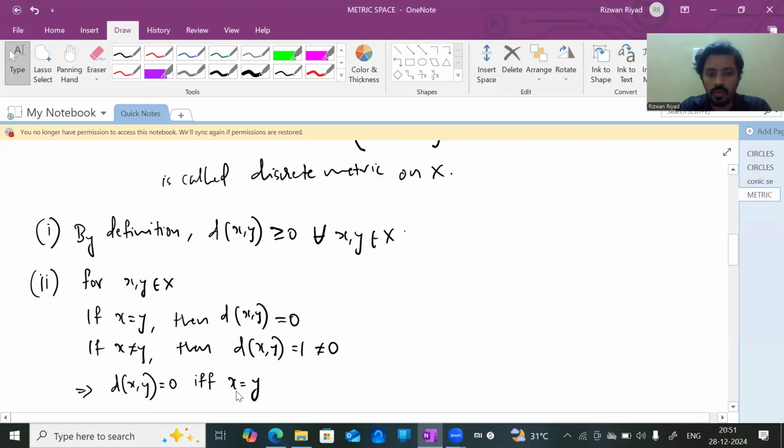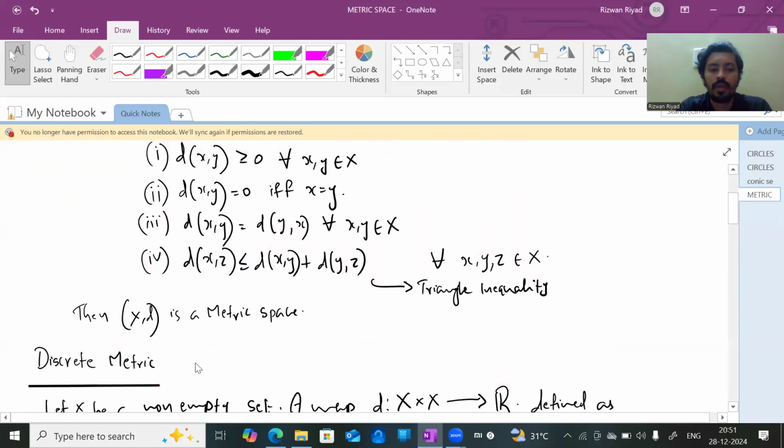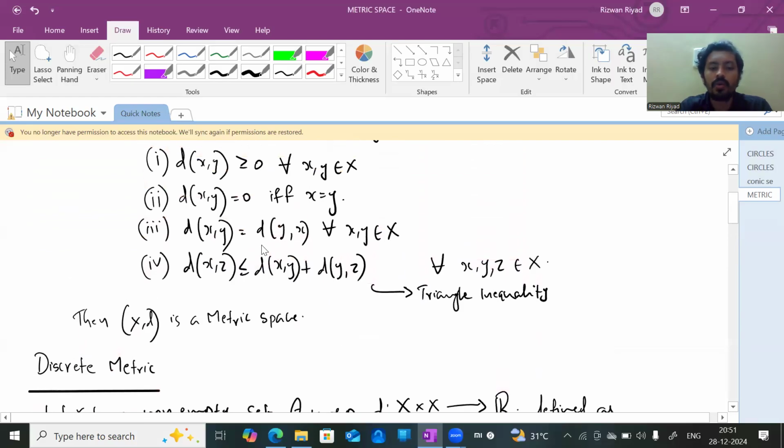In this case also, if x equal to y, then definitely d of xy equal to 0. Okay, and if d of xy equal to 0, it means definitely x equal to y. So the second condition of metric is also satisfied here. Okay, now move to the third condition. What is the third condition of a metric? d of xy equal to d of yx for every x, y belonging to X.